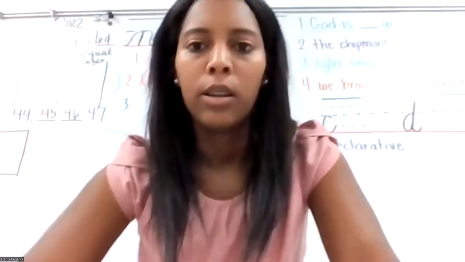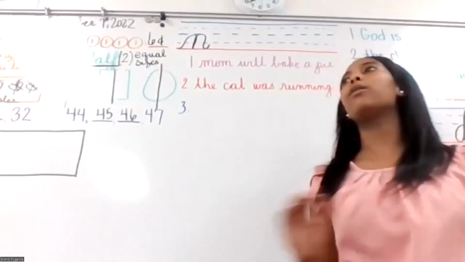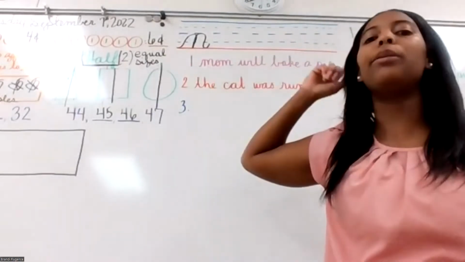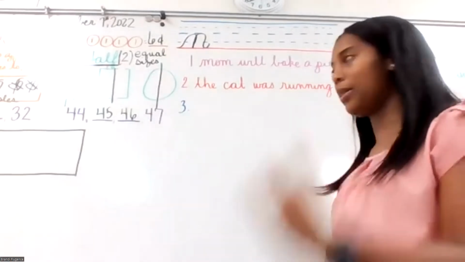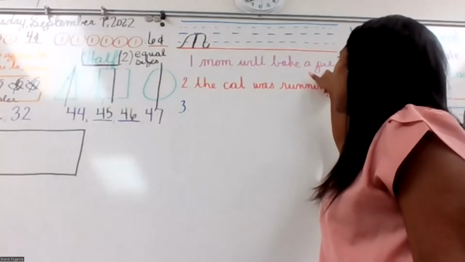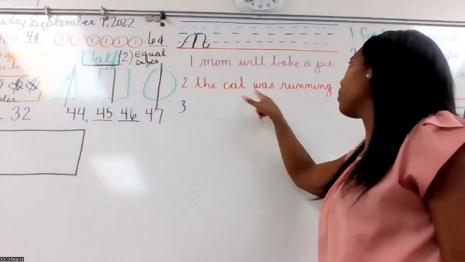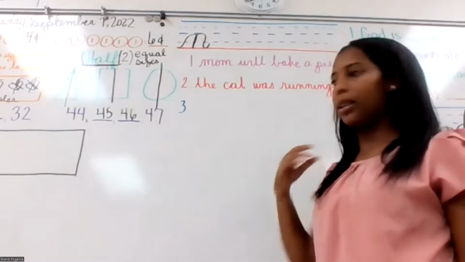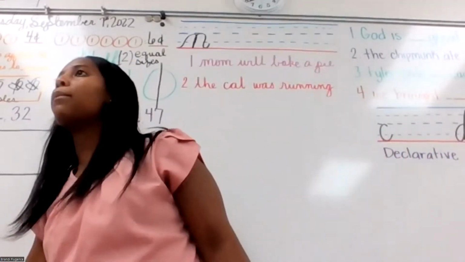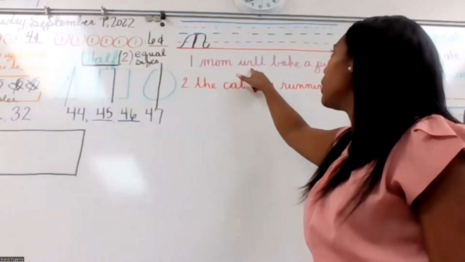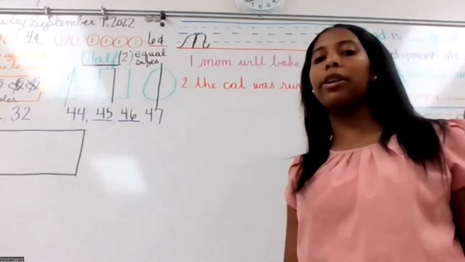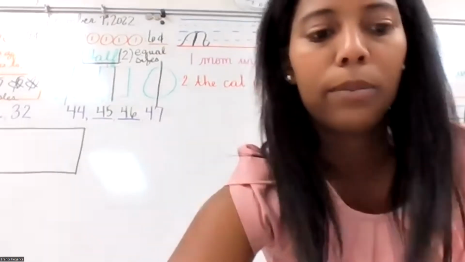All right, so remember, guys, I'm not going to go over the rules. I want to see if you remember them. So all I'm going to do is introduce the sentences to you, and then you will write them correctly. I want to see if you know the rules without me telling you. Number 1 says, Mom will bake a pie. Number 2 says, the cat was running. Write them correctly. Go ahead and write both of them correctly.